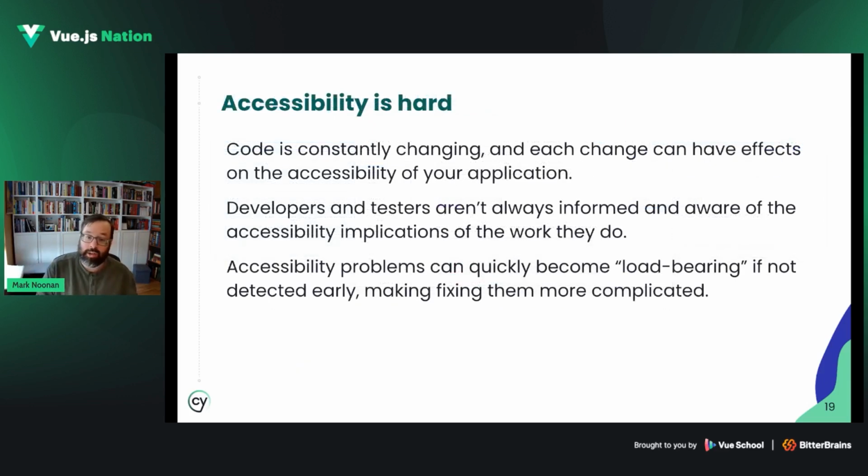There's a lot of reasons that accessibility is hard, mainly because code changes so much and you don't always predict the ripple effects. So accessibility problems can happen in ways that quickly pile on top of each other, and unpacking multiple things that are built in an inaccessible way and are all interrelated can be a big project.